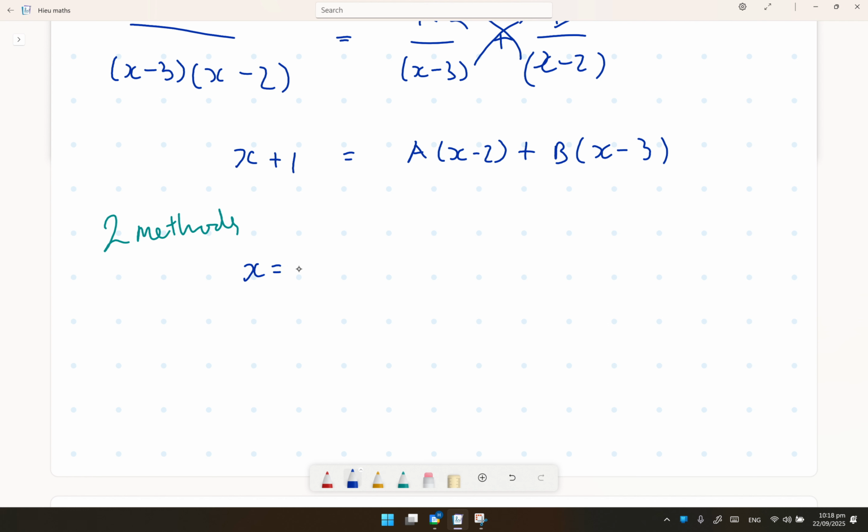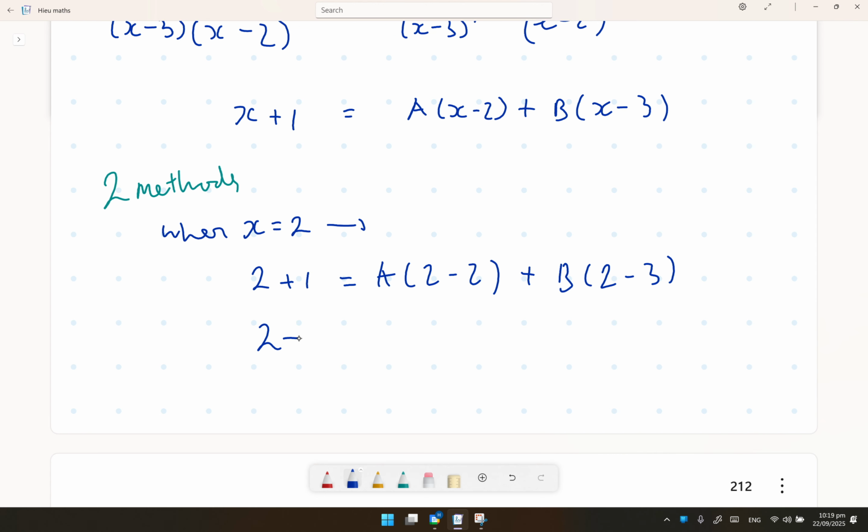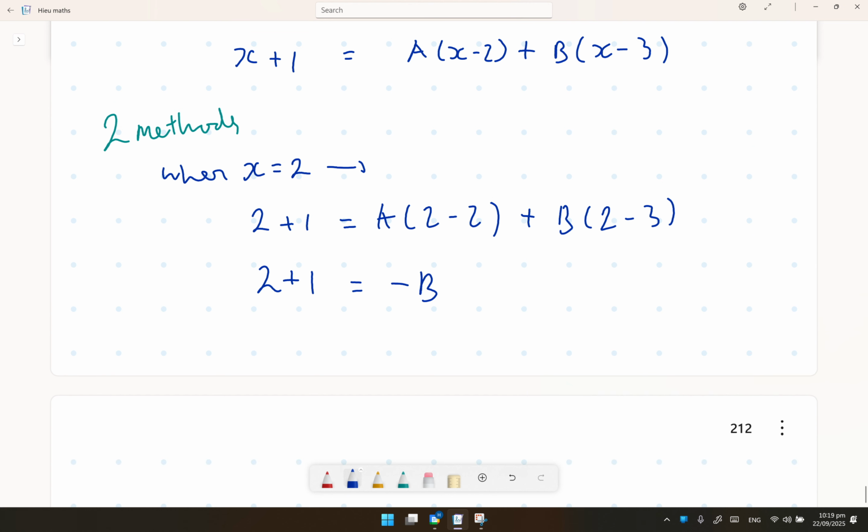So when x is equal to 2, what happens? Well, let's just substitute 2 into every x we see. 2 plus 1 is equal to a multiplied by 2 minus 2, that's 0, plus b multiplied by 2 minus 3. What do we end up with? We have 2 plus 1 equals 0a, so nothing, and then 2 minus 3 is minus b. So we end up with b being equal to minus 3.